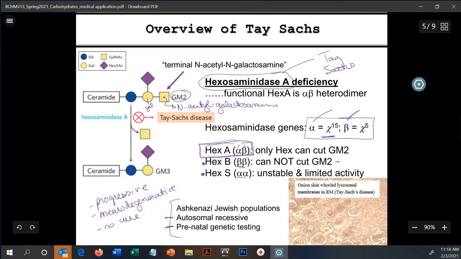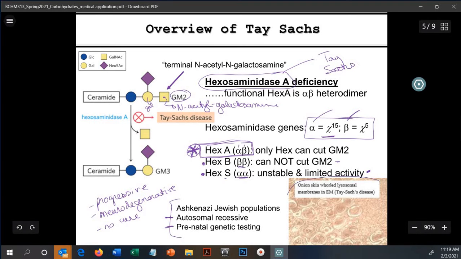And then we have 2 alpha subunits that can combine to give us this hexosaminidase S. And unfortunately, hexosaminidase S is pretty useless. It's an unstable enzyme, and it really has very limited substrate specificity. So it's not going to cut GM2, and it doesn't cleave away that N-acetylgalactosamine from other oligosaccharides either. So we really need to have 2 functional genes to get this Hex A to work.